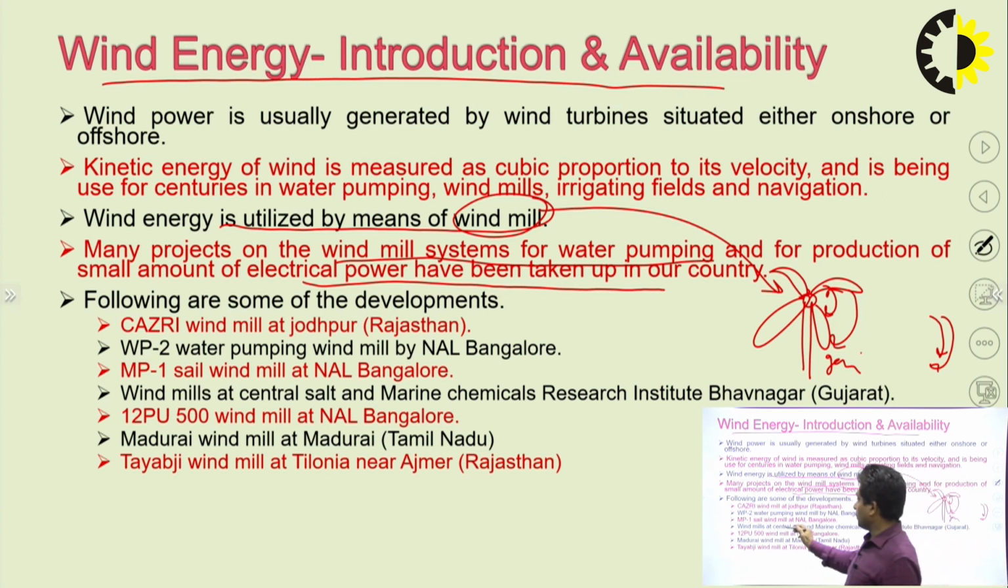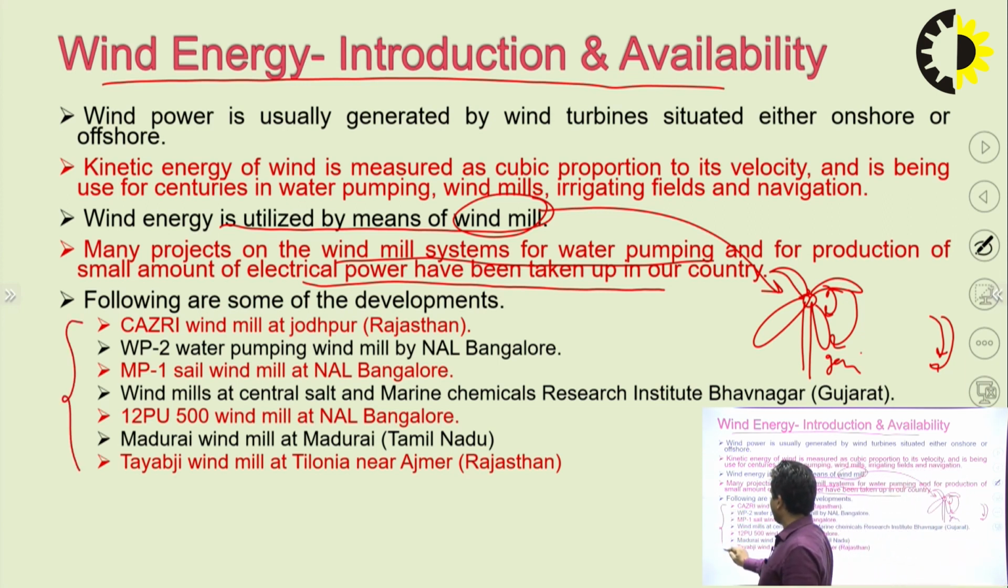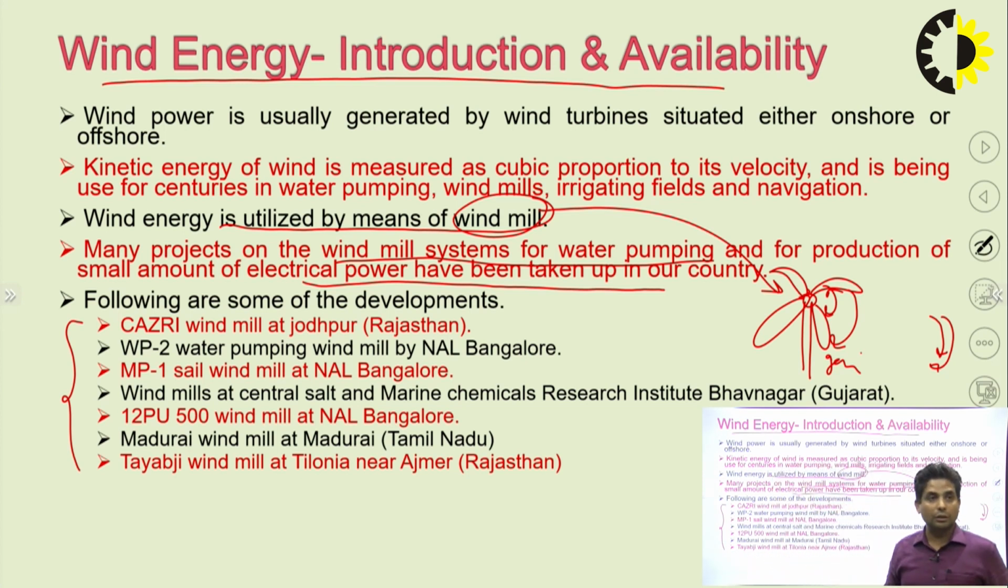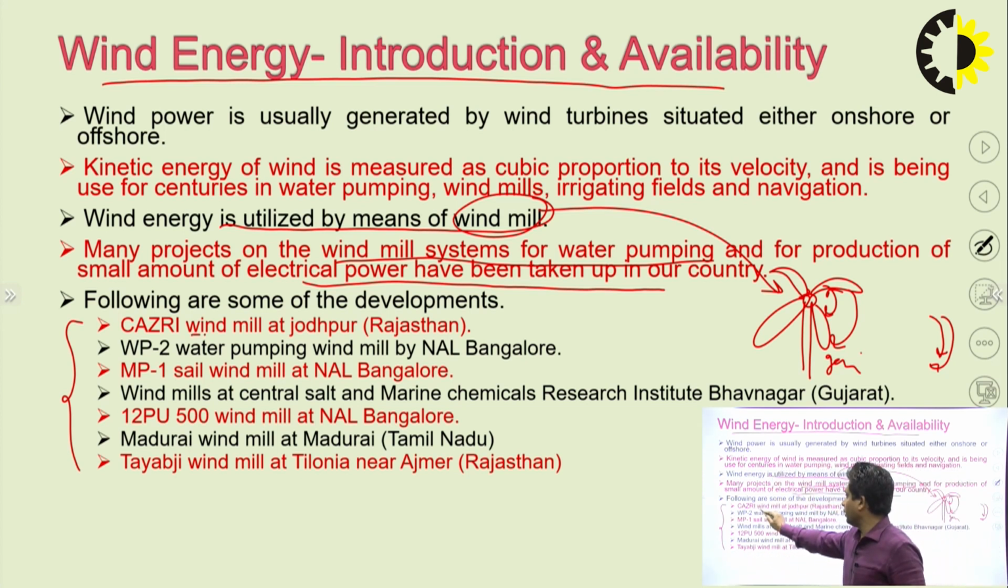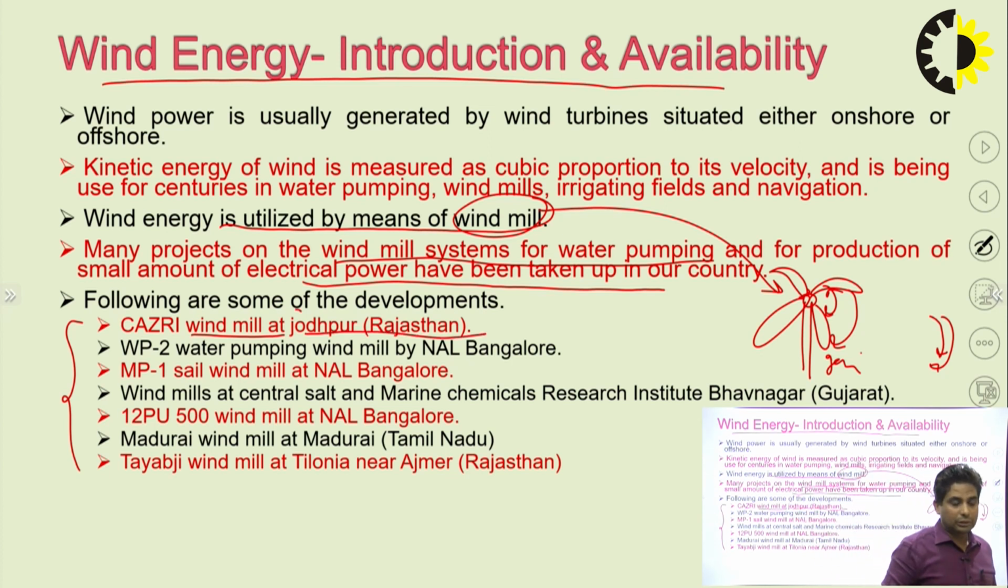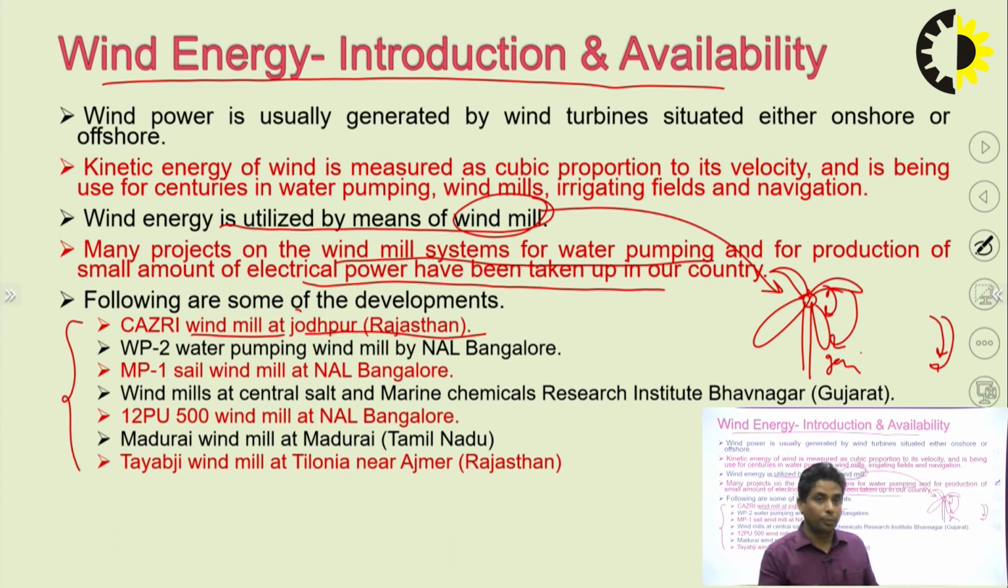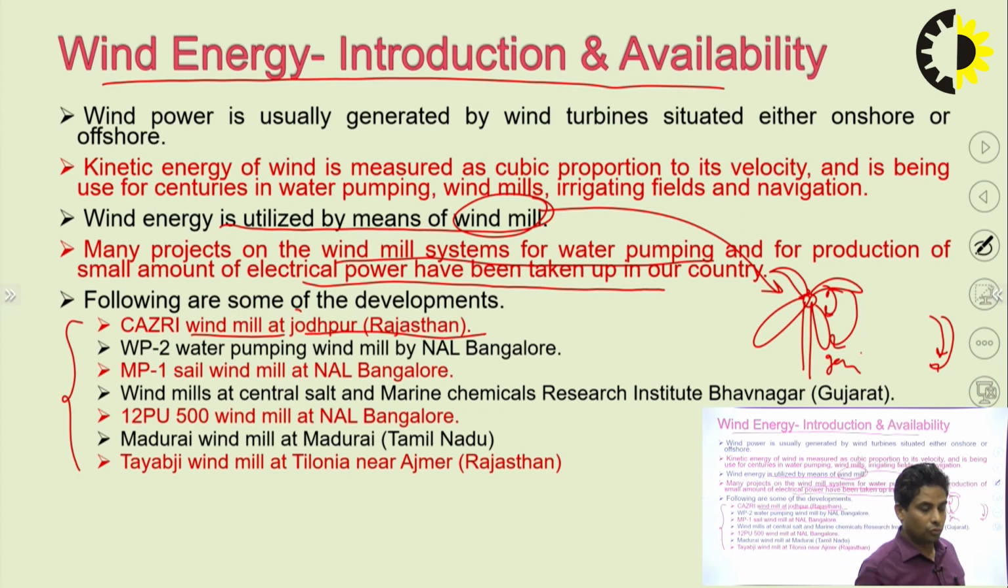Some examples where we can develop different windmills in our country are the Kazri windmills at Jodhpur, Rajasthan. These windmills are not situated in a city location. They require open space where we can fully utilize the wind, because we want high wind velocity so that the blades keep moving and circulating and generate kinetic energy.